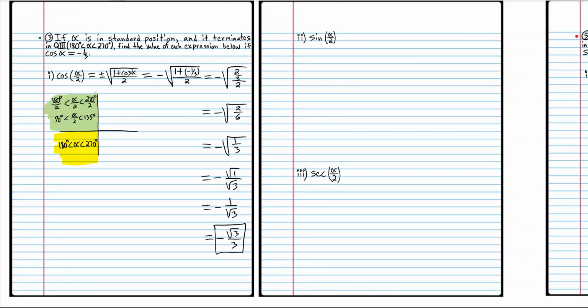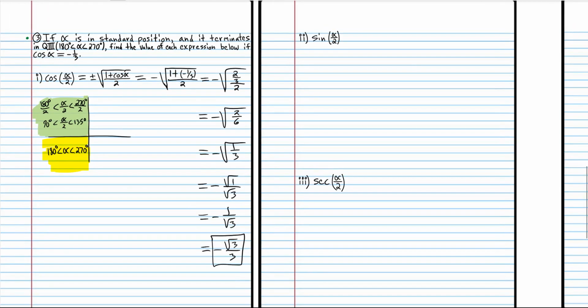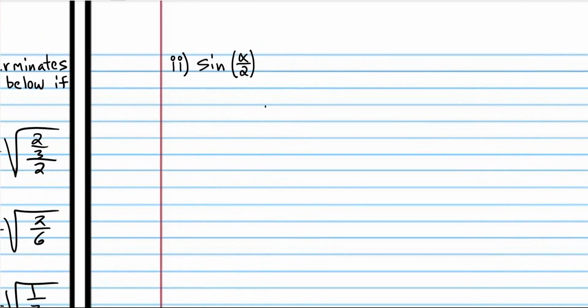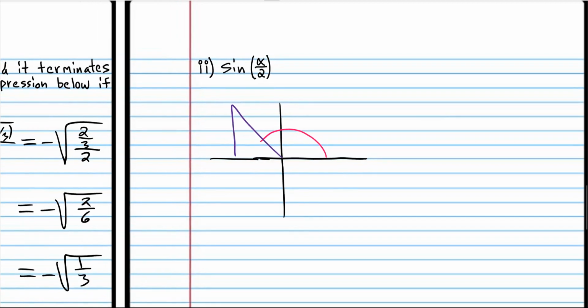So now let's find sine alpha over 2. Now that we know cosine alpha over 2, we can use that information to draw a triangle. We know that alpha over 2 terminates in the second quadrant. So let's draw a hypothetical triangle.